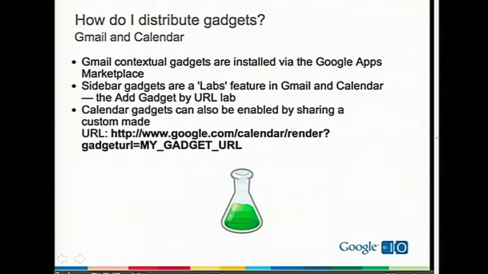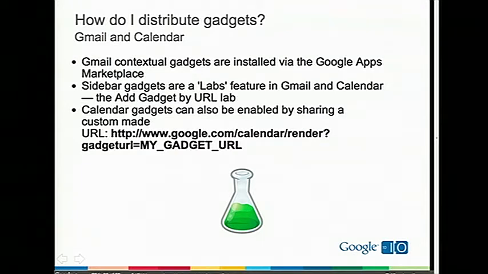So inside of Gmail and Calendar, the contextual gadgets that I mentioned before, and we'll talk a little bit about in my other session, those are distributed through the Google Apps Marketplace. Sidebar gadgets inside of Gmail and Calendar are currently a Labs feature. So you would turn on the add gadget by URL lab inside of the Gmail and Calendar UI, and then you just add the link to the gadget inside of that UI, and it appears inside of the navigation.